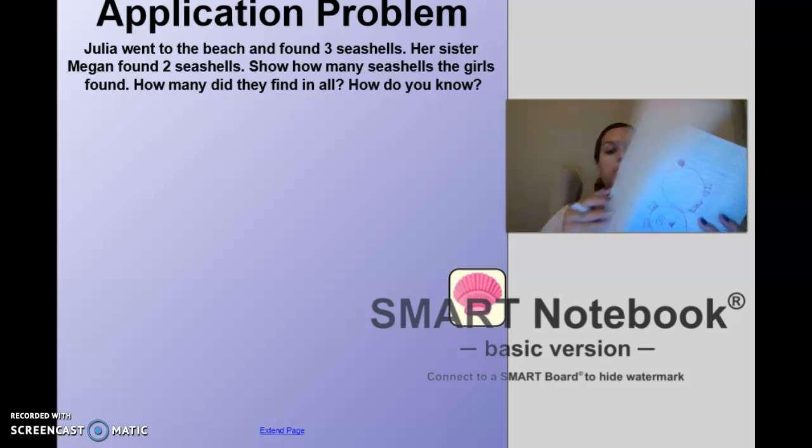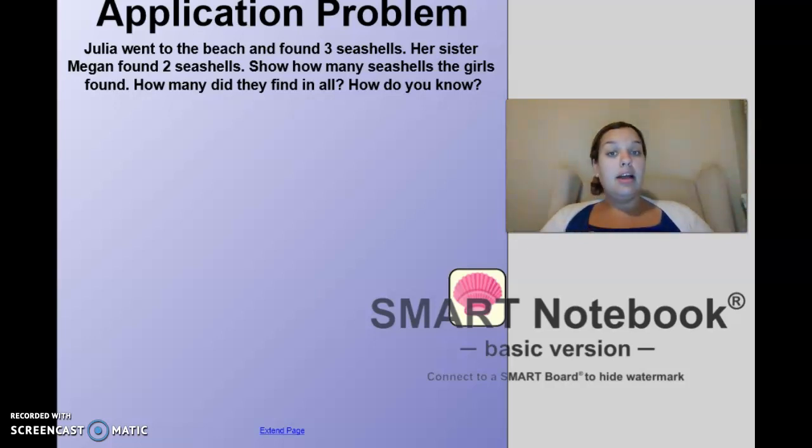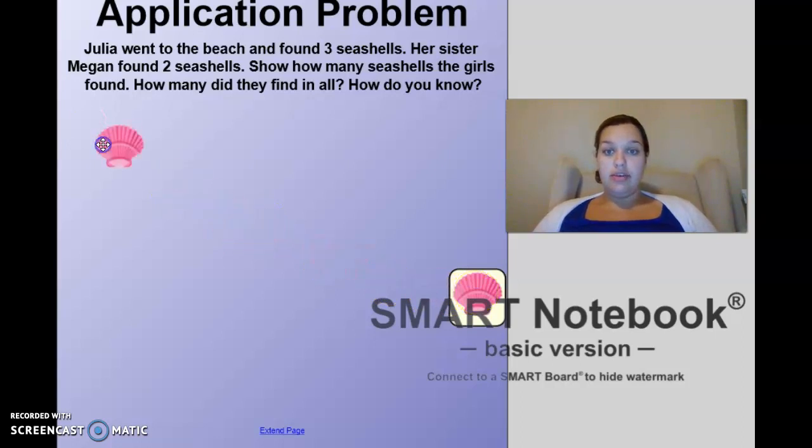On your paper, I want you to draw a picture that would show this. Julia went to the beach and found 3 seashells. Her sister found 2 more. How many did they find in all? Okay, so let's work through this together. So Julia found 3. 1, 2, 3. Her sister Megan found 2 more.